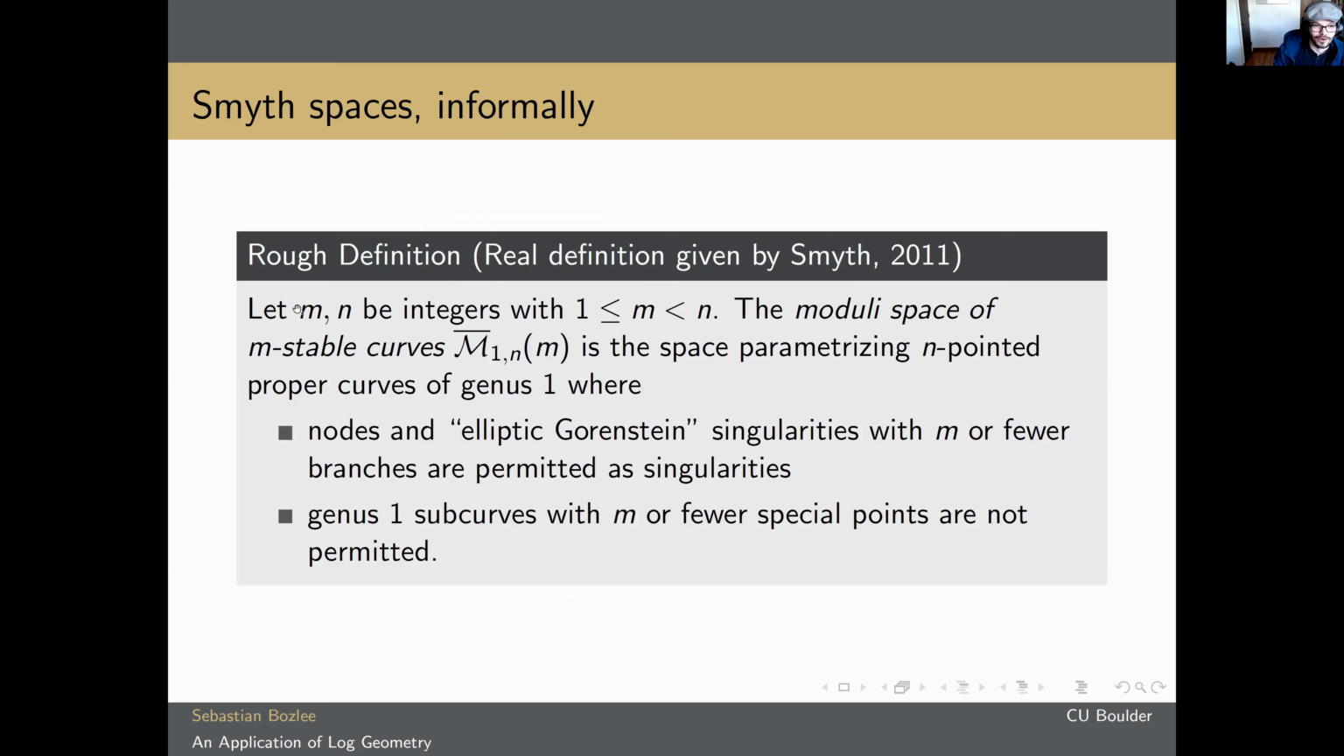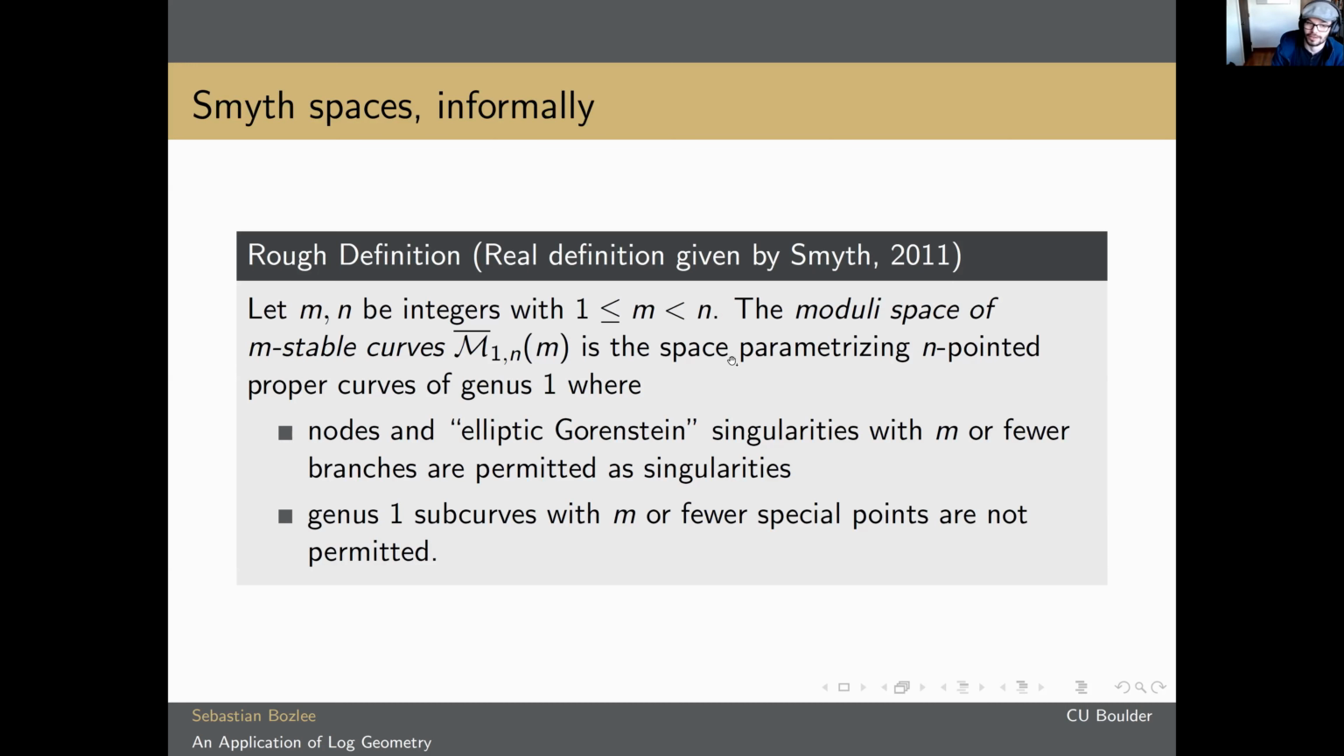So for any integer m that is between 1 and the number of marked points, we get a space where, I'm going to be a little bit less formal about this one, you're allowing nodes and elliptic Gorenstein singularities, whatever those are, with m or fewer branches. So to start with, the elliptic Gorenstein singularities with 1 branch, that's the cusp. Those with 2 branches, those are tacnodes. So the cusp and tacnodes are our first 2 examples of elliptic Gorenstein singularities.